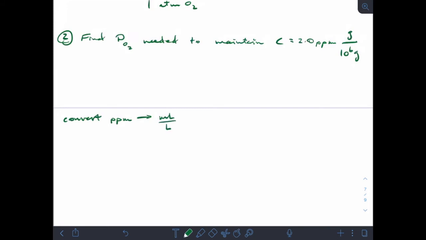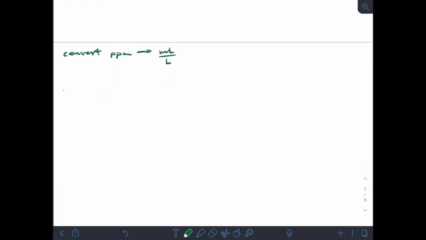Okay, because we need our units to match our units of K. So we have 2 ppm, which is the same thing as saying 2.0 grams of O2 per million grams of H2O. Okay? Grams per million grams, right? So let's convert to moles, because that's always a good step.